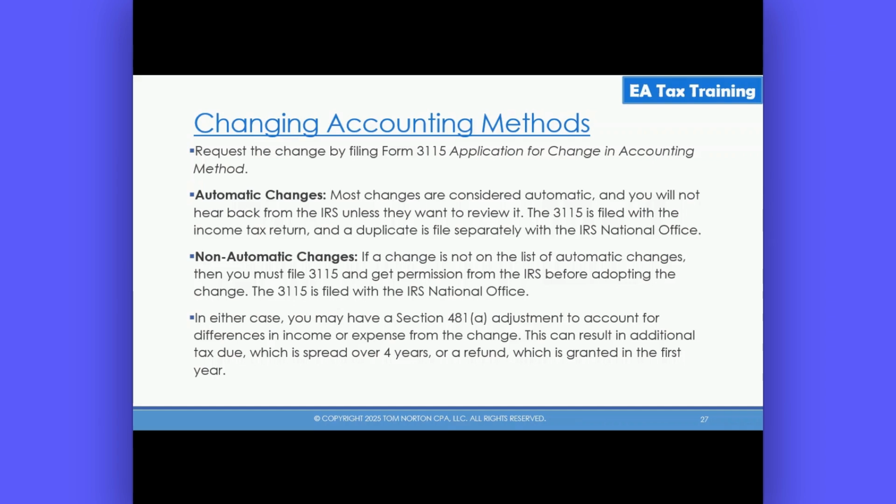On the other hand, if that change results in you getting a refund, then the government will go ahead and issue your refund in this year. So this is actually a pretty good deal. If you owe money, you can spread it out over 4 years, but if the IRS owes you money, you get it all now. But anytime you're changing, you do need to compute any difference in your taxable income to see what, if any, Section 481(a) adjustment you have.